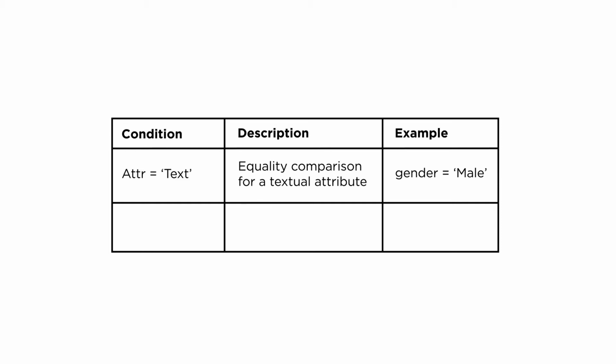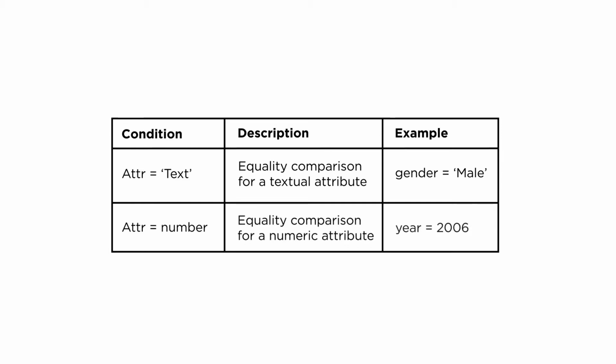Notice that when we are comparing an attribute against a piece of text and the attribute is textual, in that case we need to enclose the textual value, in that case male, within quotes. Another example of an equality condition might be year is equal to 2006, where we specify that we want back rows where the attribute year has the value 2006. Notice that since the year is a numeric attribute, we do not enclose the value 2006 in quotes.